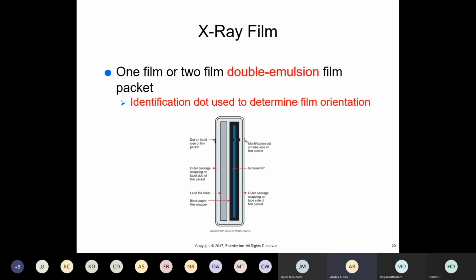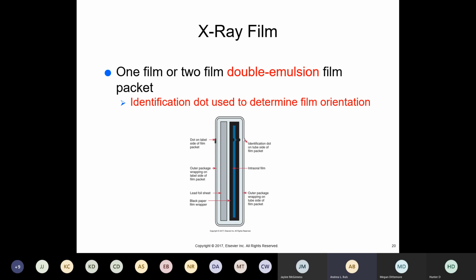Okay. So they can come in a 1 film or 2 film. Like I said, we used to use the double film so that we didn't have to make duplicates. They are double emulsed. All of our intraoral, all of our extraoral are double emulsed. You want to remember that.